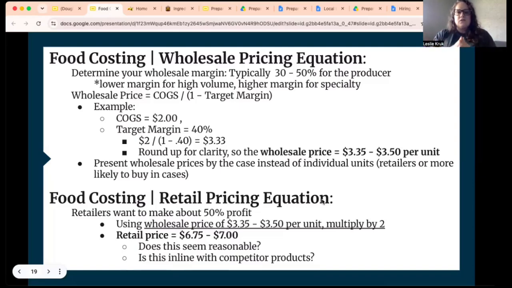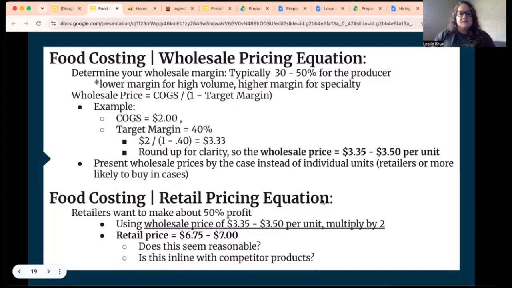So again, if you know your COGS for that recipe, so that is what it takes to produce that entire recipe, then you're going to divide that out. And in this circumstance, the equation has 1 minus your target margin in there. So you're going to take the $2, divide it by 1 minus 0.4, or 0.6 is the total.